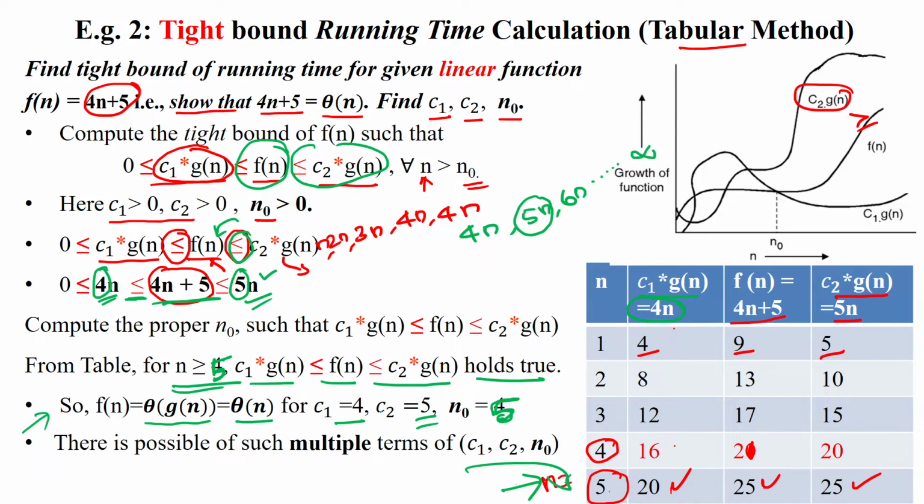Okay, so like that we will have an infinite number of terms. We will have different c1, c2 and n0 for each given linear function based upon the tighter bound running time.